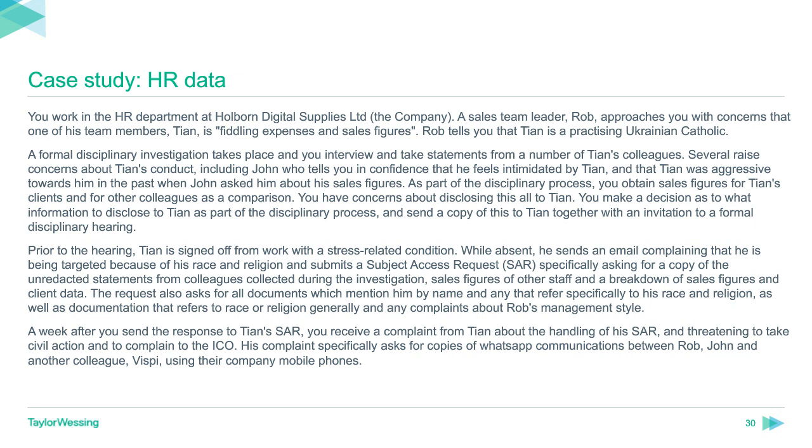The request also asks for all documents by which he is mentioned by name, and then any that refer specifically to his race and religion, as well as the documentation that refers to complaints about Rob's management style.